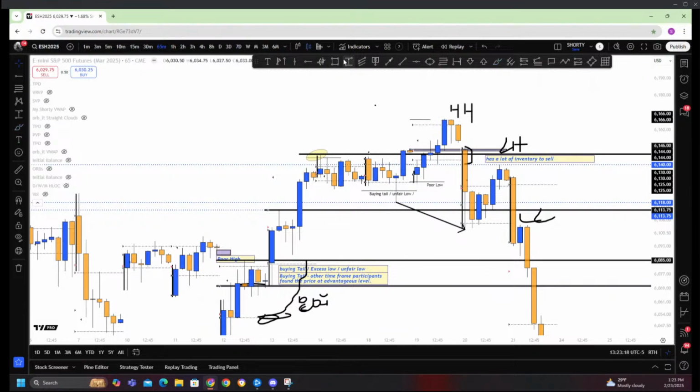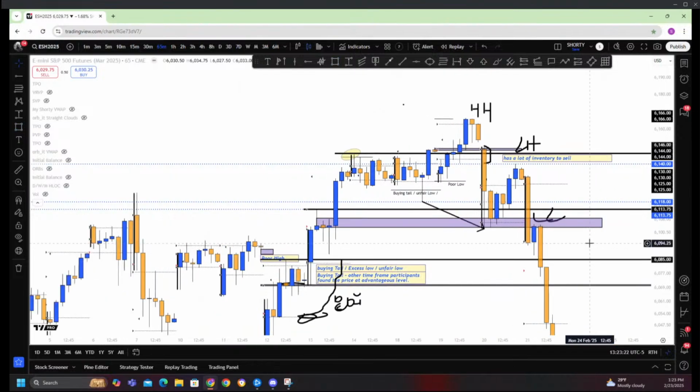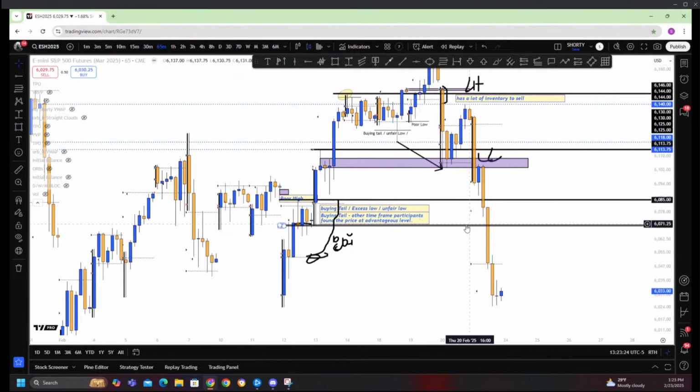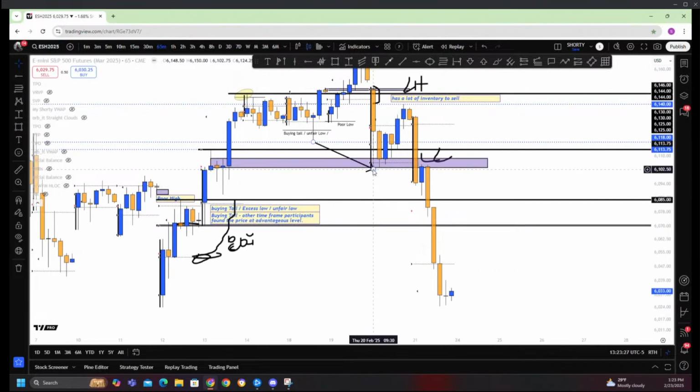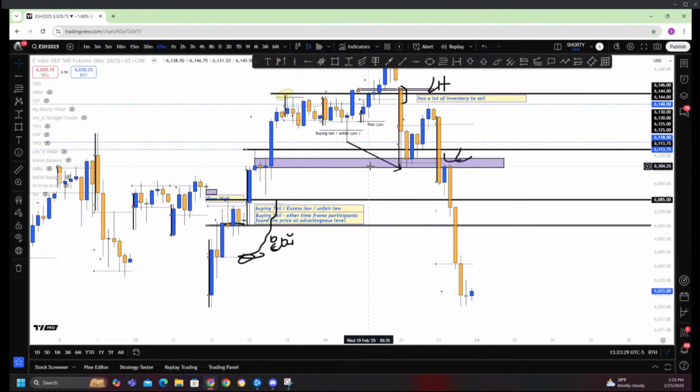Yep, it keeps going down. Bearish trend. Yeah, that's a bearish trend, right? So if that's happening, that means that most likely you don't want them to spend time above that lower low, which was this one.